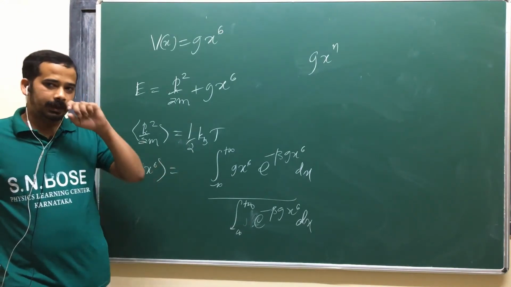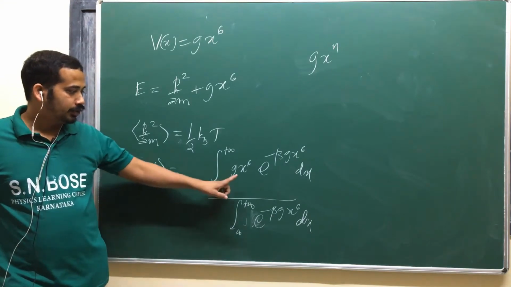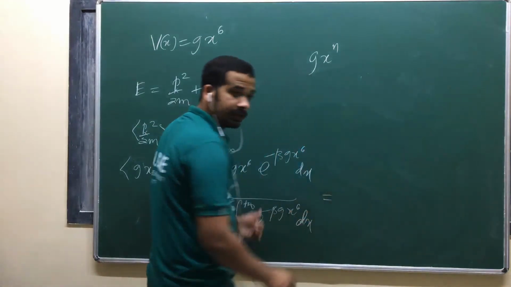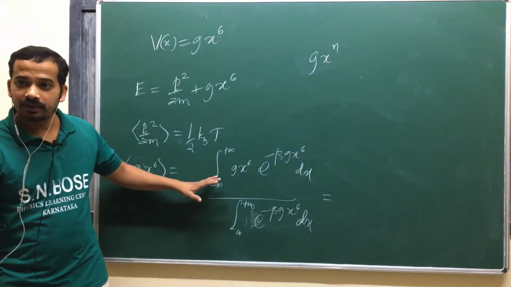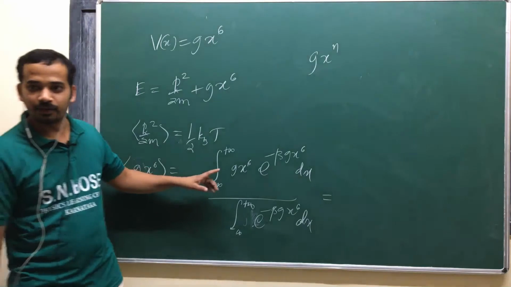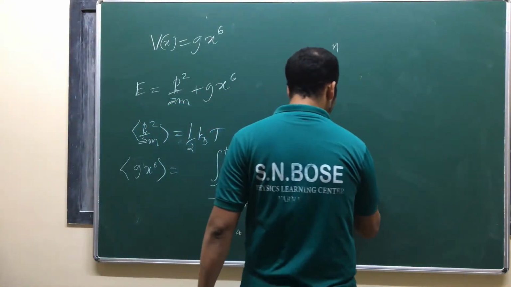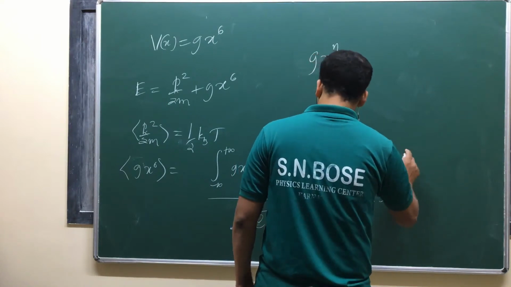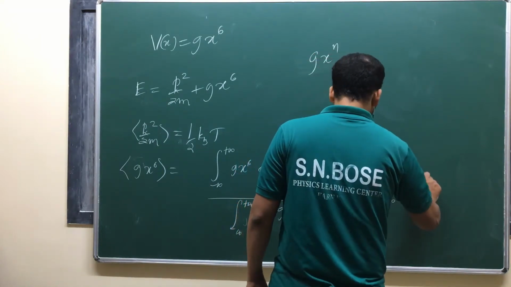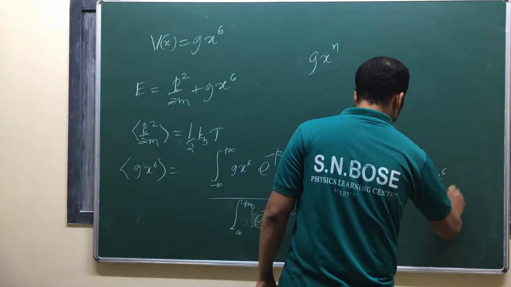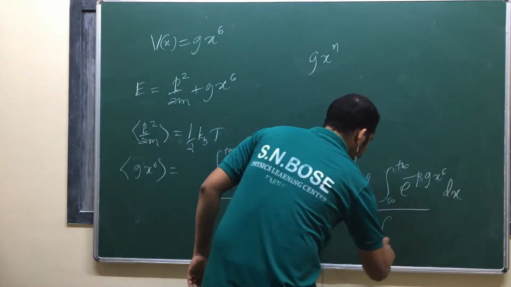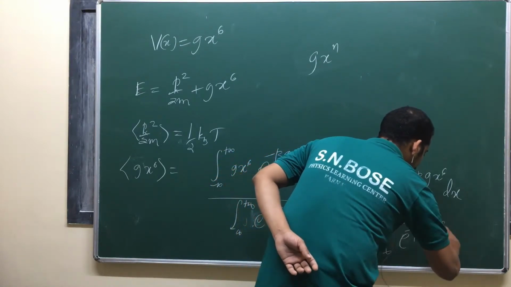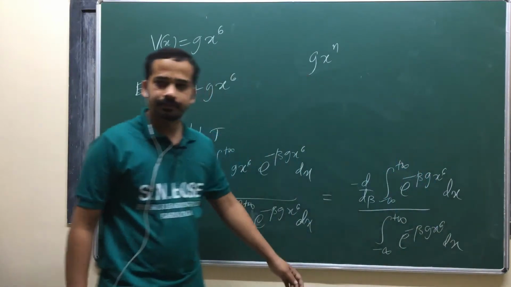Now, look at here. One more trick that you need to explore while solving this integral, that is given in the reference very well. Can you guess that one? To make it in terms of log. You can write it as minus d by d beta of the integral from minus infinity to plus infinity of e power minus beta g x power 6 dx, divided by the integral from minus infinity to plus infinity of e power minus beta g x power 6 dx.